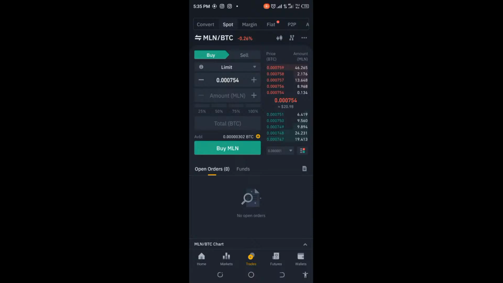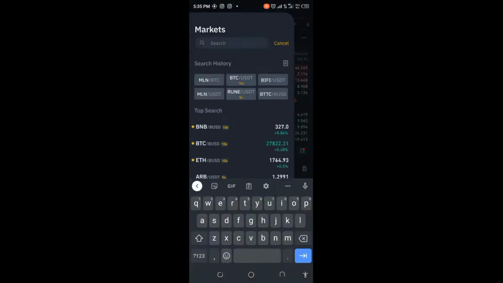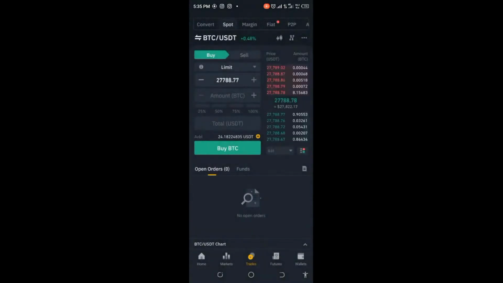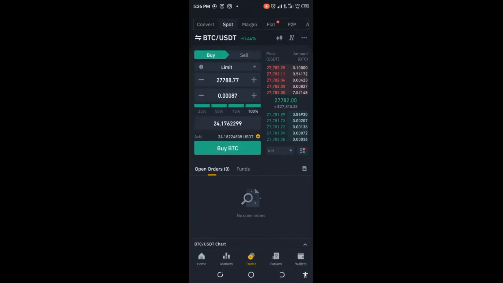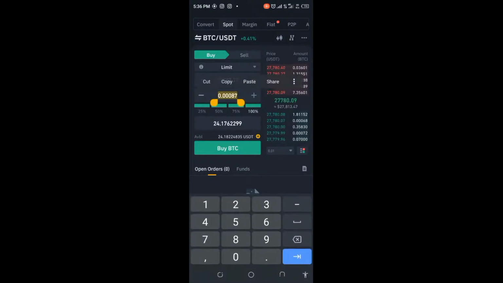So let's go ahead and check out the simulations. Okay. So I'm just going to first of all go to buy BTC because this is MLN BTC. That's where the opportunity is. So the first thing I need to buy is BTC. So I'm going to use, like I told you, $24.18. So I'm just going to pick that up. Okay, so that's giving me 0.0087. So I'll pick that. So let's cut that.